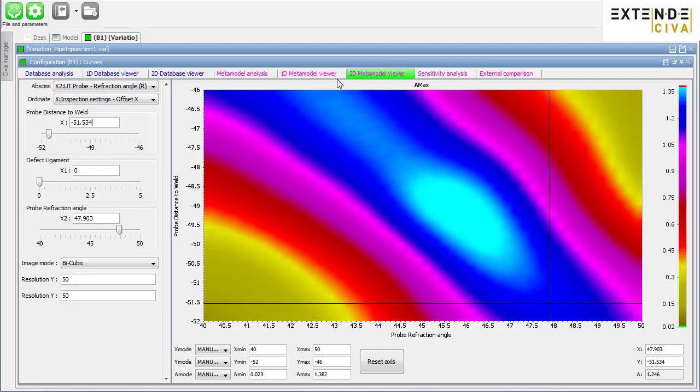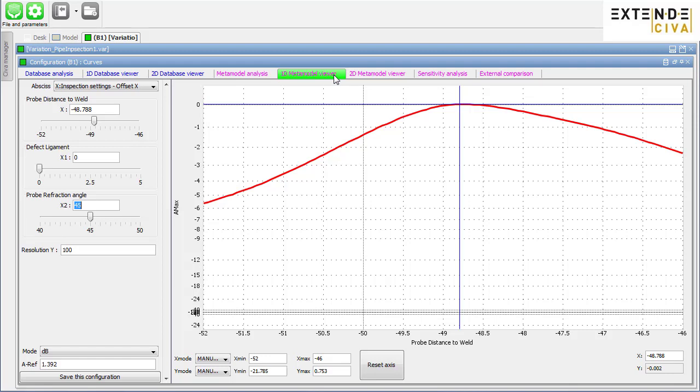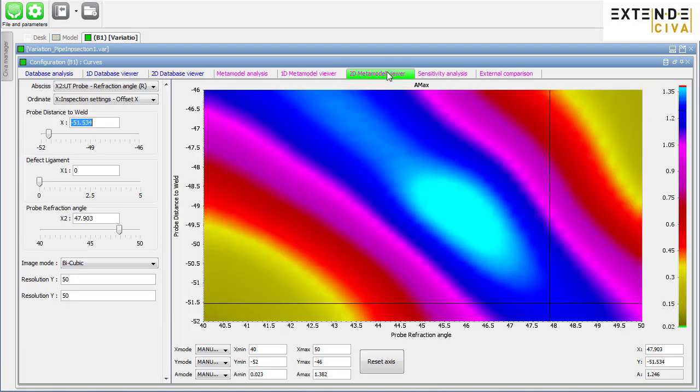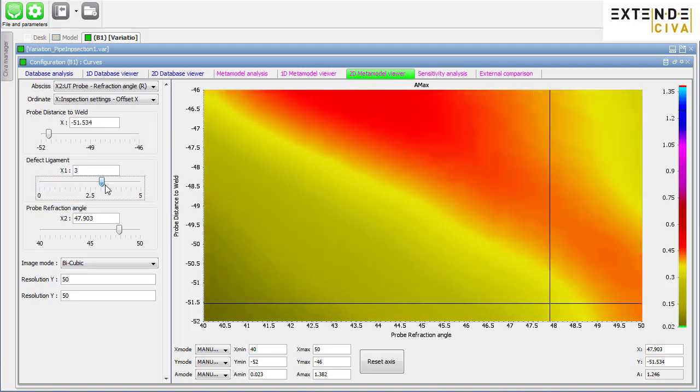You can then extract curves showing that a variability of plus or minus 3 mm leads here to an amplitude decrease of 6 dB with a 45-degree refraction angle, and that with a 50-degree angle, the same variability leads to an amplitude variability of plus or minus 8 dB. Besides, new 2D maps can be analyzed without having to run any new simulations, for instance for other defect ligaments or for combining other parameters.